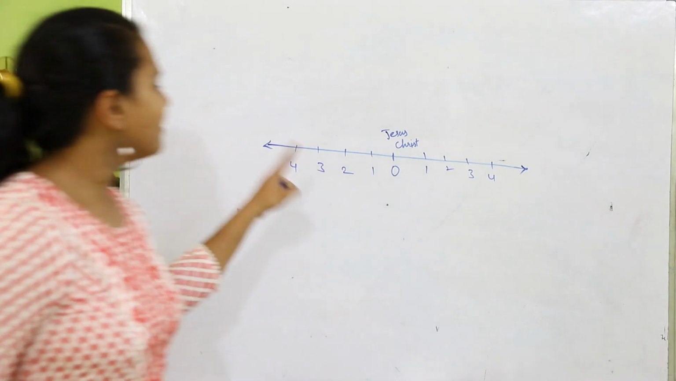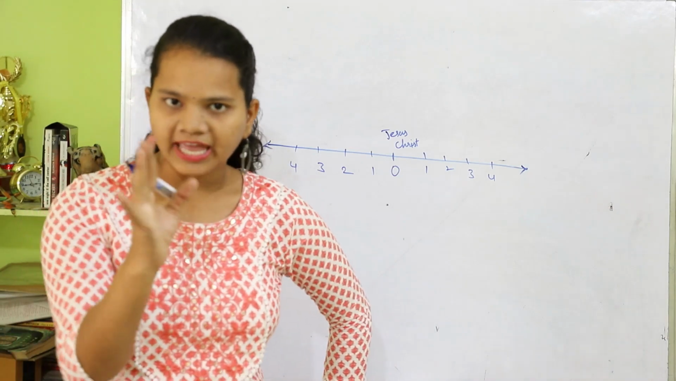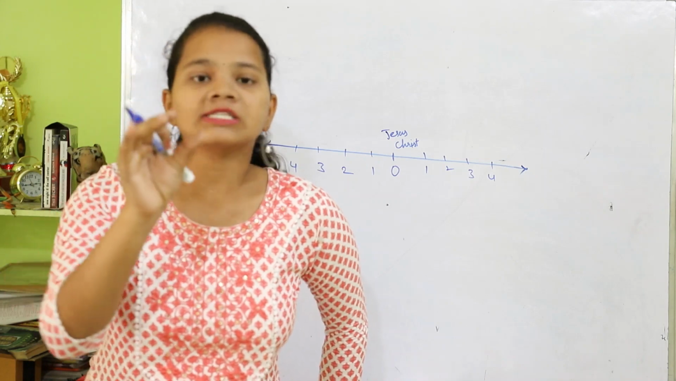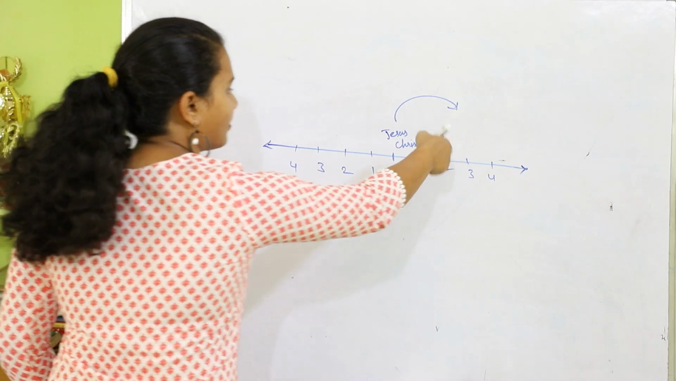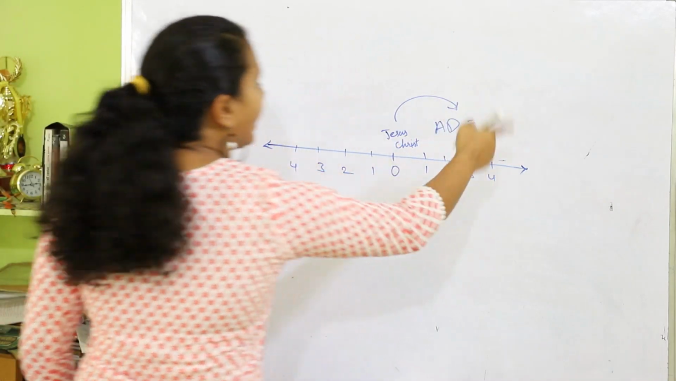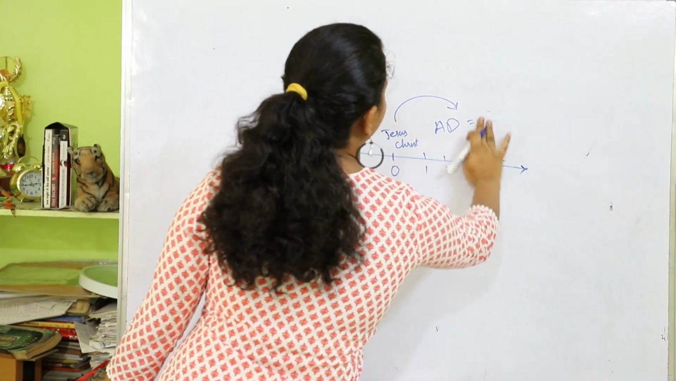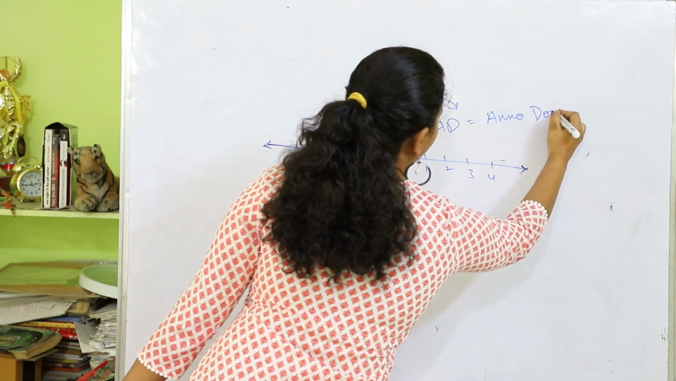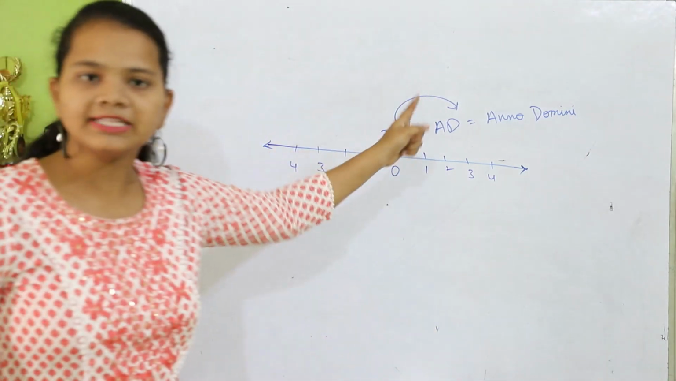Now guys, the events that took place after the birth of our Jesus Christ come under AD, where AD means Anno Domini. Most people might get confused, thinking AD means after death, but it's not after death, guys. AD means Anno Domini.